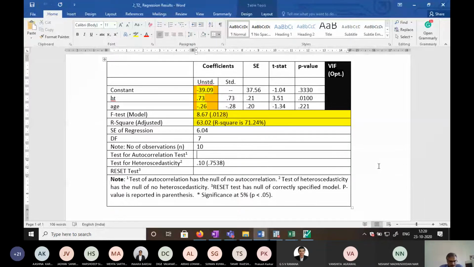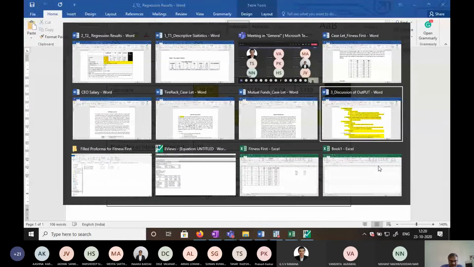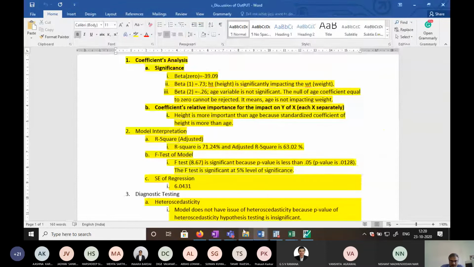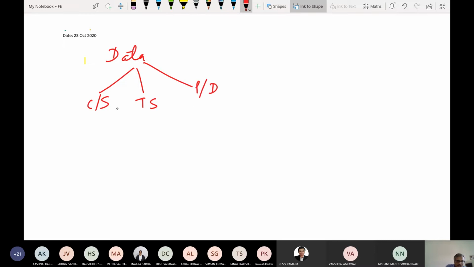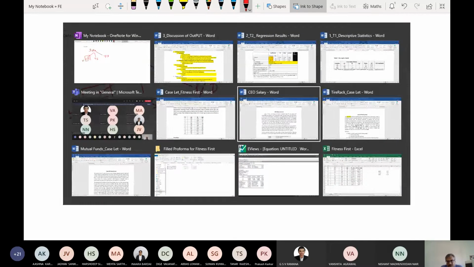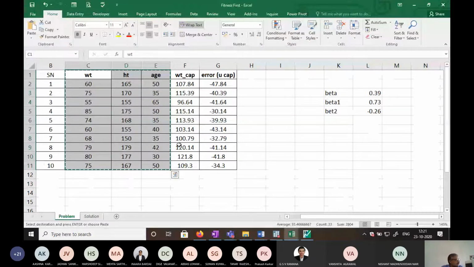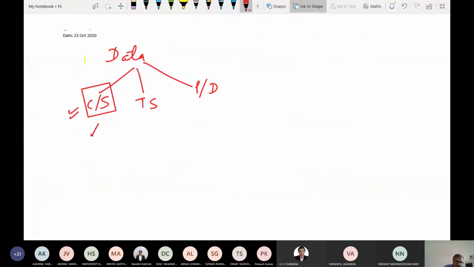So right now, if you recall, I would have definitely talked with you at some point that the data we are using can be divided into types. I can say that I have cross-sectional data, time series data, and panel data. Right now, the discussion we are doing is cross-sectional. Cross-sectional means at a particular point of time, we have the values of different variables. In the fitness data set which we have used, we have weight, height, and age at a particular point of time. So when we do the discussion at a particular point of time, we are talking about cross-sectional.